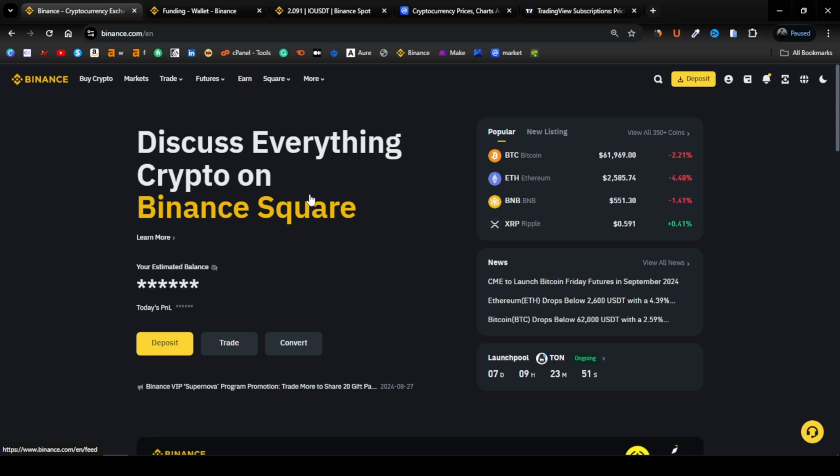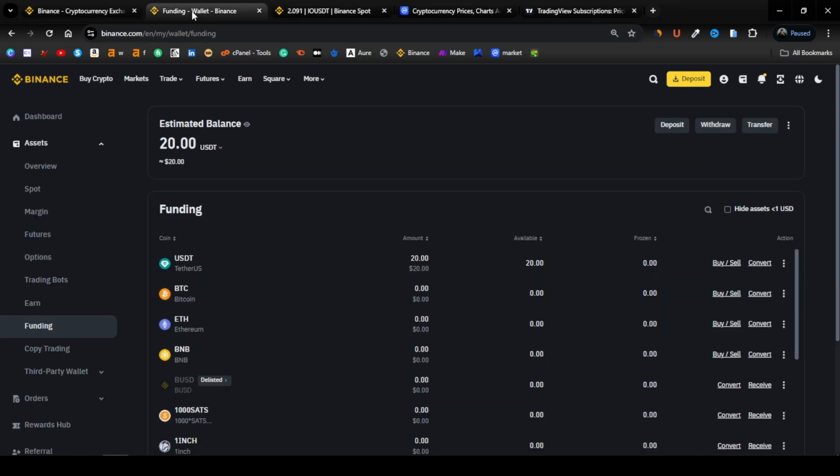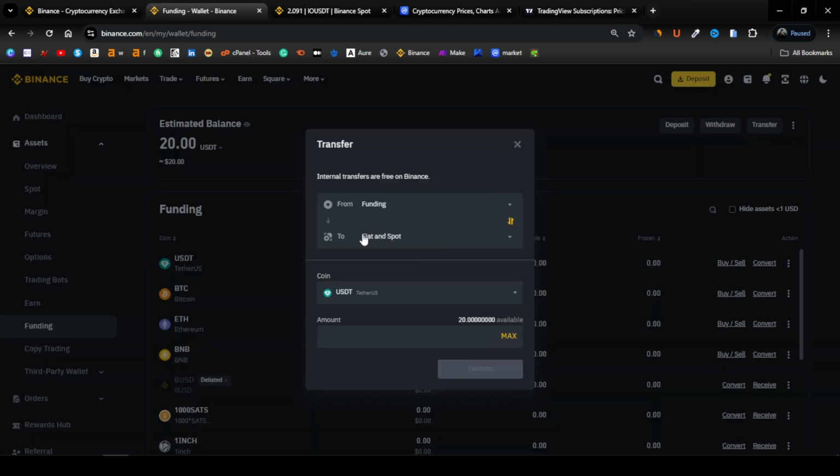Alright, so the first step I'm going to do, I'm just going to come here to my funding wallet, and as you can see, the 20 USDT that I purchased is here. So what I'm going to do is I'm going to come here and transfer it to the spot market or the fiat and spot. So I'm going to come here and choose maximum and then press confirm.